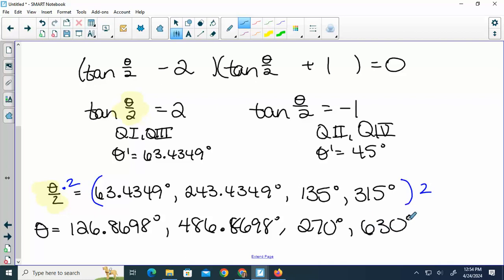Now, if I had said all possible solutions, we would keep everything here. And what would we have to do on each of them? Plus 360k. But the directions say give me the answers between 0 and 360. So if I'm only wanting the ones between 0 and 360, these are too big. So I would only keep the 126.8698 degrees and the 270 degrees. So just make sure you are watching your directions on these.